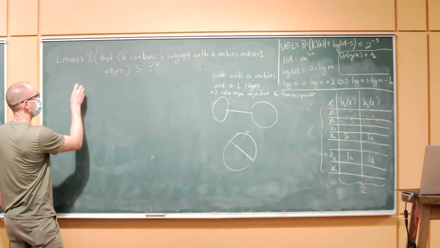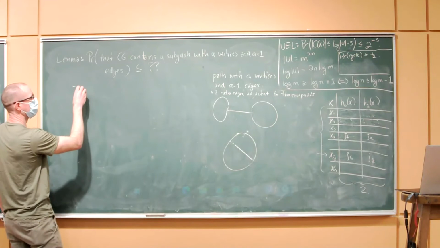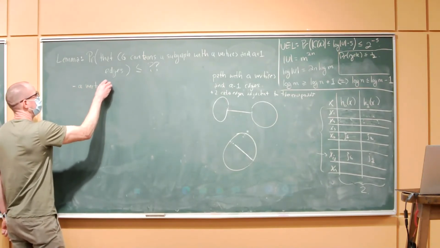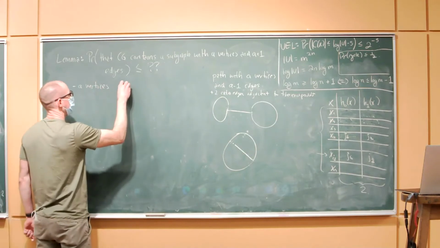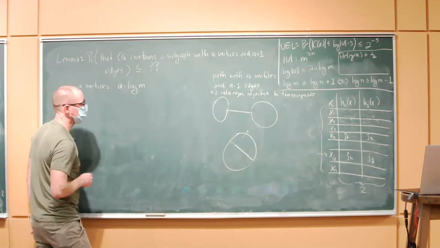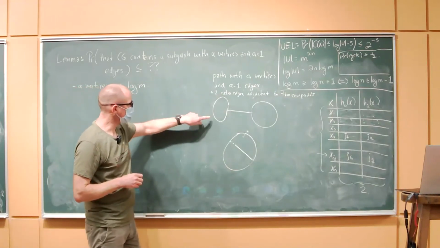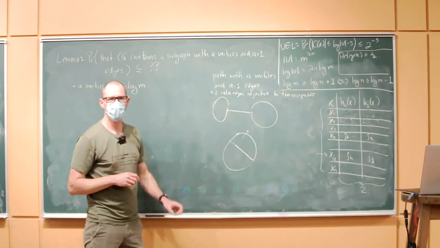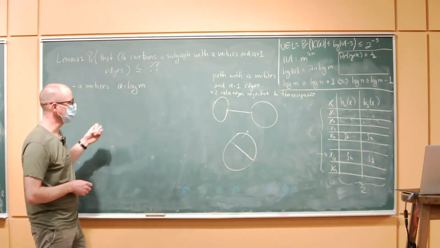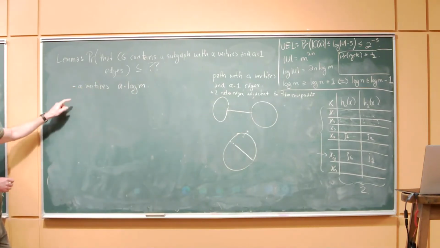I need to tell you the A vertices of the path, that takes A times log m. Remember, the vertices here are entries in the table. So they're indices into the two tables, left or right.